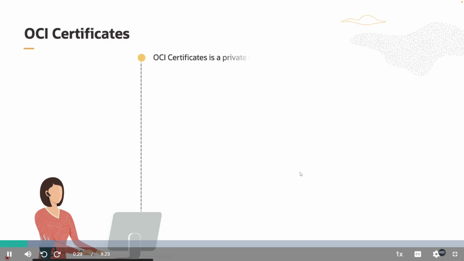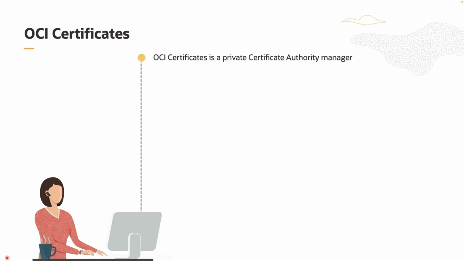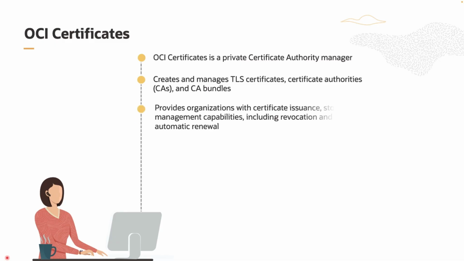OCI Certificate Service is the private certificate authority manager, and it is a part of OCI security products of the public offering. The certificate authority hierarchy solution offers complete flexibility in designing your certificate authority structure. You can chain up to 10 nodes deep and create as many as 100 CAs to meet your specific needs.